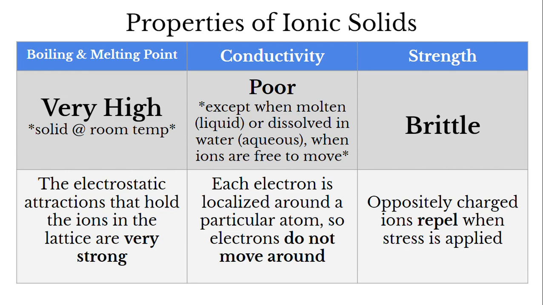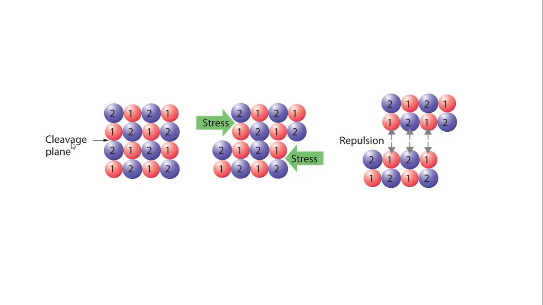They are very brittle, which means when you drop them, they break into a bunch of small pieces. Like when you drop a block of salt, it'll break into a bunch of smaller pieces. And this is because oppositely charged ions repel when stress is applied. Here's a visual of what that looks like.